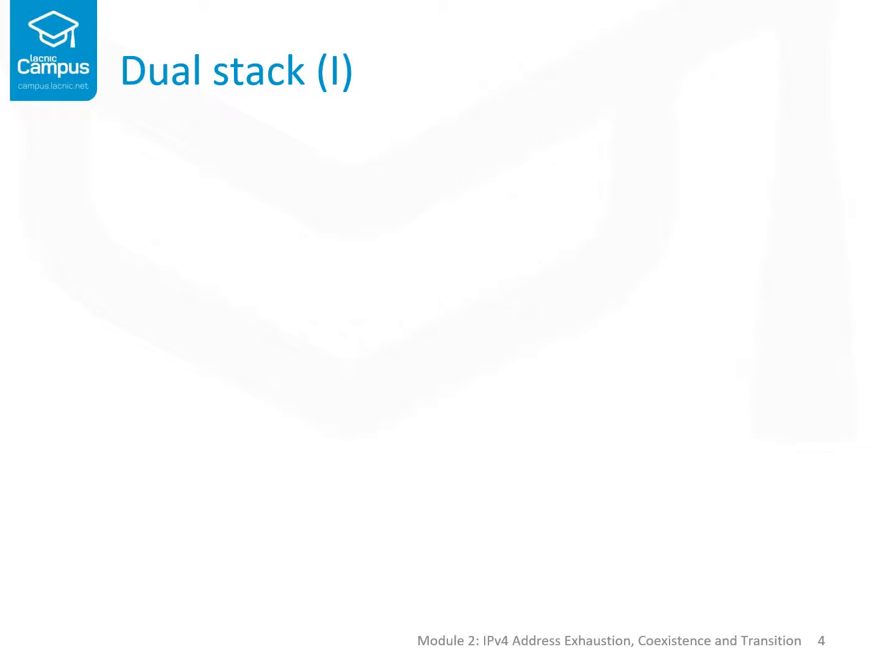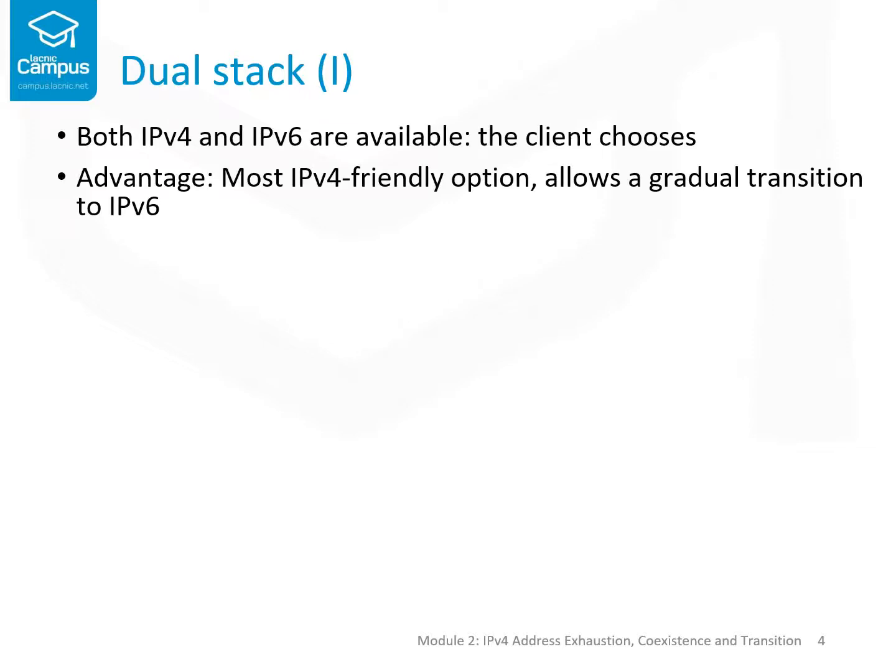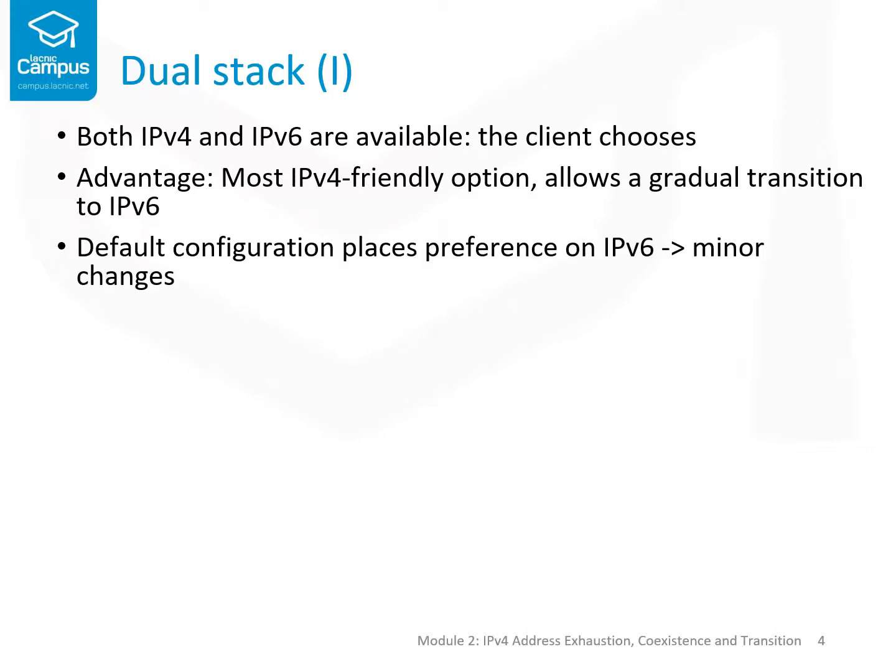Dual stack. The dual stack option consists of simultaneously enabling IPv4 and IPv6 on network devices so that IPv4 and native IPv6 packets can travel through the same network stack, interface, and wires. The advantage of this approach is that it does not affect IPv4 and allows IPv6 to be introduced gradually wherever possible. Typically, where both protocols are available, the default configuration places preference on IPv6.